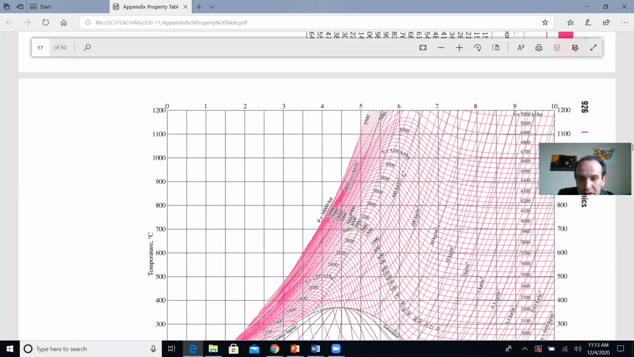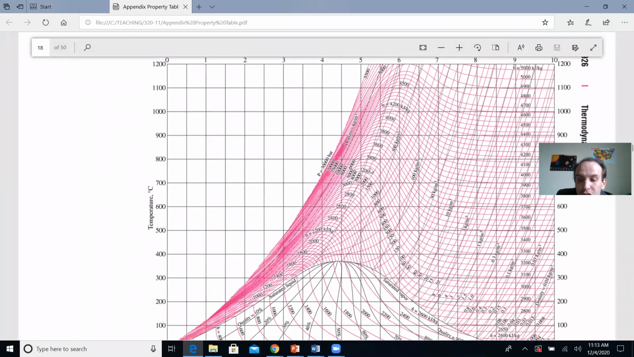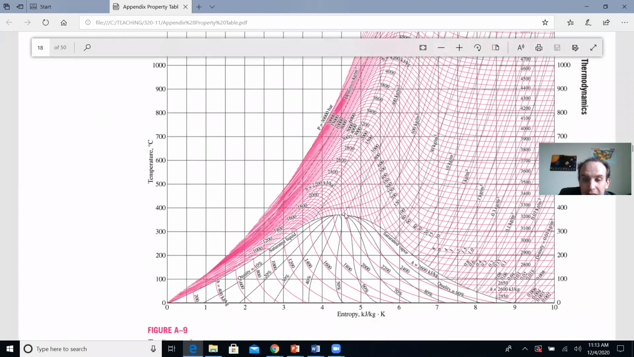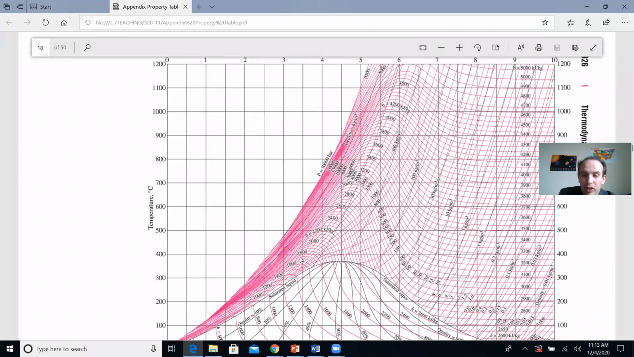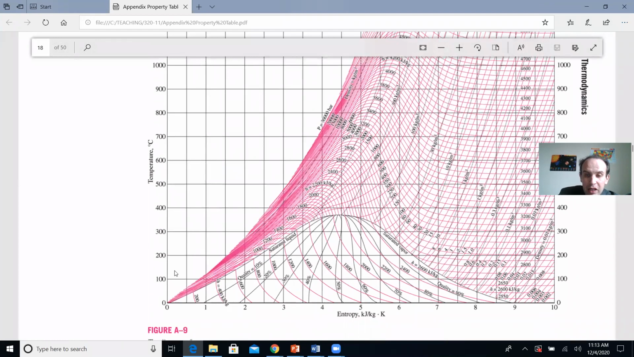Okay, let me increase the size a little bit. So what you see here? Basically, this is a graphical way how you can find the value. So what we have here? You realize this is the classical bell that we considered, right? This is a classical TS diagram.